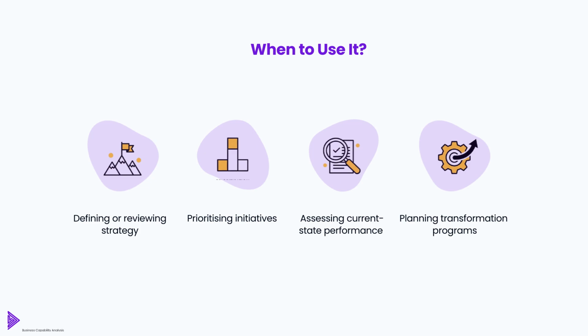When should we actually use business capability analysis? Let's look at the key situations. When defining or reviewing business strategy, use it to validate whether the business has the right abilities to deliver its goals. When prioritizing initiatives, capabilities help compare which initiatives support the most important areas. When assessing current state performance, if leaders want to know what's working and what needs attention, capability maturity analysis becomes invaluable. When planning transformation or uplift programs, capabilities help ensure investments uplift the right areas in a structured way.